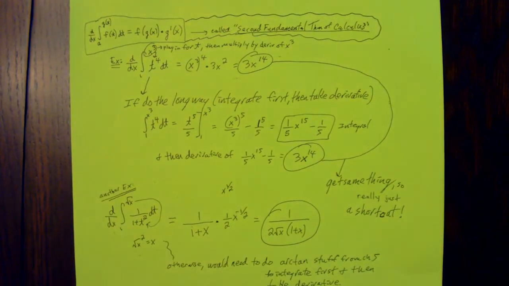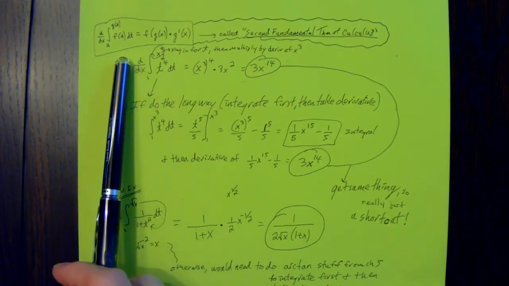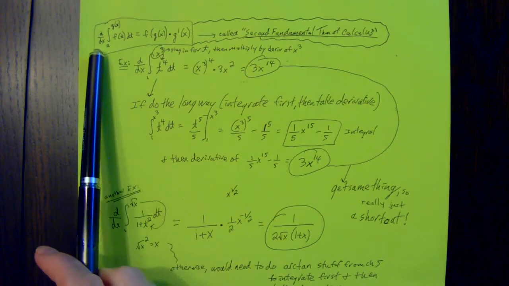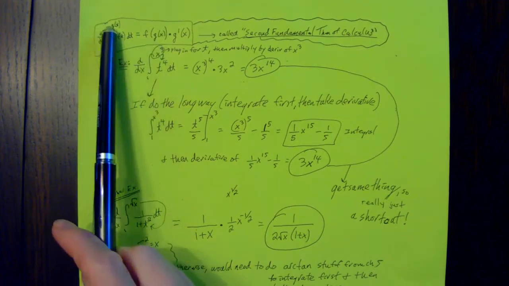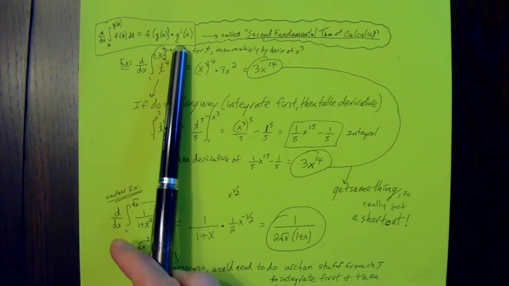The long way is to straight integrate it and then plug in the top and bottom numbers and then take the derivative after that. So let me just show, here's your second fundamental theorem of calculus again, straight from your blue sheet. So if you have to do the derivative of the integral, you're just going to plug that in, and then that's that, and then you're going to times it by the derivative of that function right there.